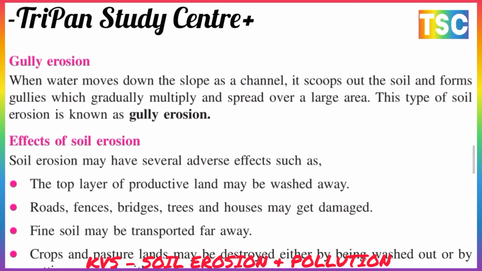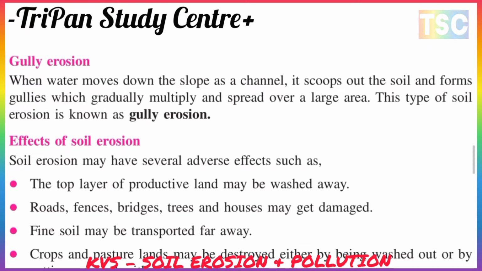It escapes out of the soil and forms gullies, which gradually multiply and spread over a large area. This type of soil erosion is known as gully erosion. Gully erosion gradually multiplies and spreads over a large area. That is the scope of the soil that forms gullies. That is called gully erosion.